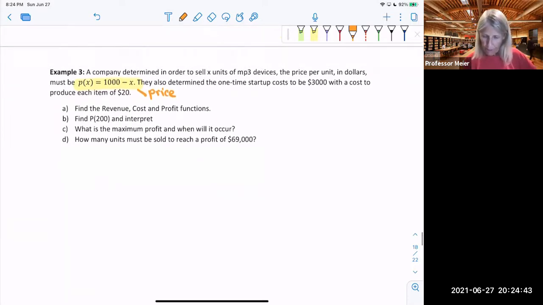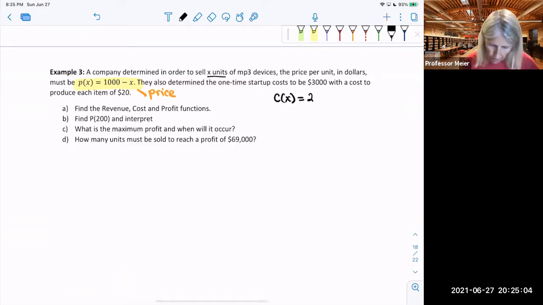All right. Yeah, this is getting tough, huh? Well, let's start with cost, C of X. So remember, X is units. So the cost they said is a one-time startup cost. So fixed cost $3,000 and a cost to produce each unit of $20. Okay, so $20 times each unit, so 20X, plus 3,000 to set it up. There's our cost function.